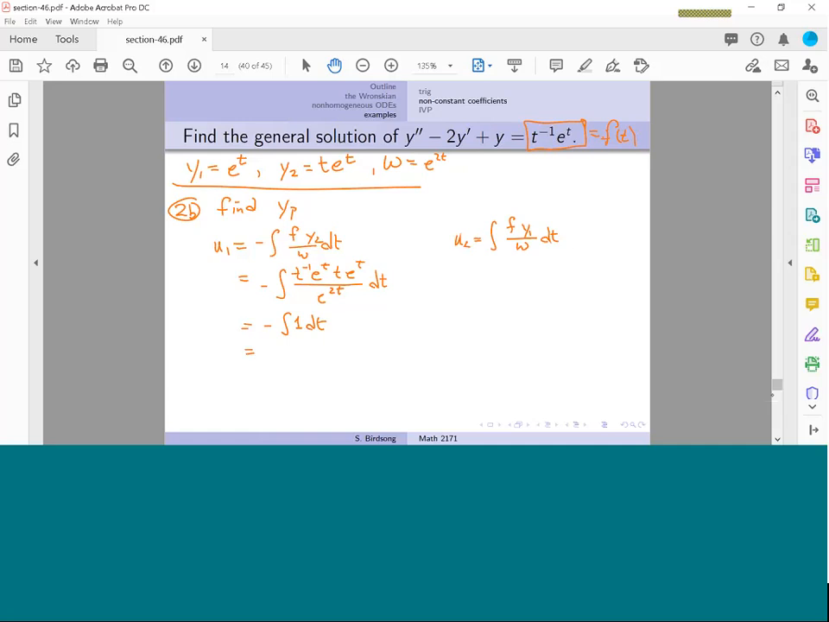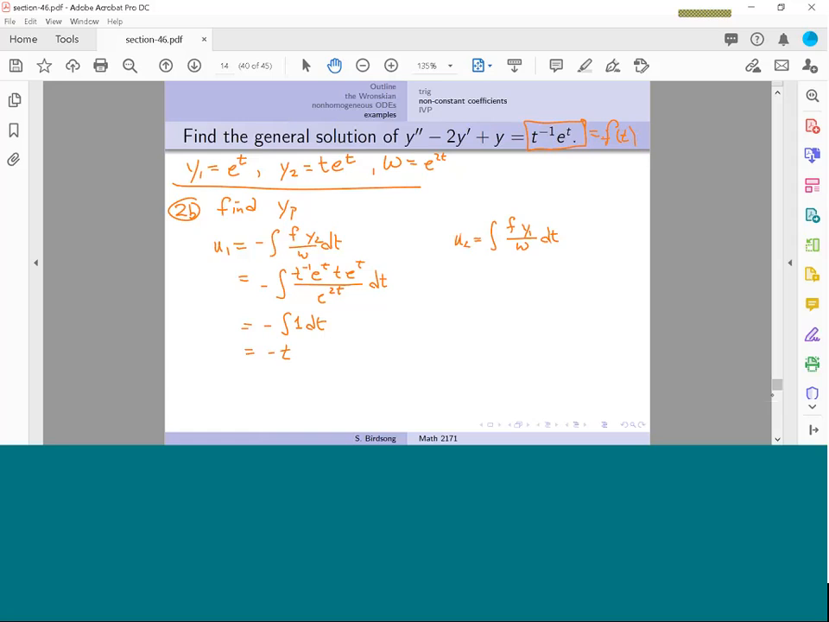So hopefully you're all thinking then the antiderivative of 1 is just going to turn into t. And remember last time we said that we didn't actually need any of those plus constants from the integral. So I'm going to leave off putting in any plus c's here at the end, just because we're going to end up not needing them. So that takes care of u1.